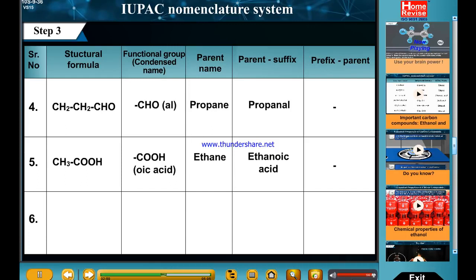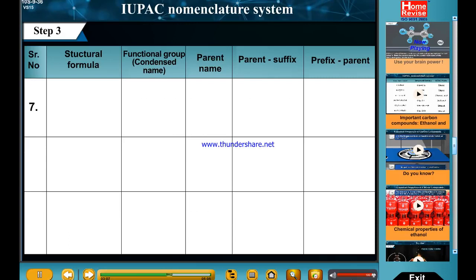6. Structural formula is CH3NH2. Here the functional group is NH2, that is amine. Its parent name is methane. Parent suffix is methanamine. 7. Structural formula is CH3COCH3. Here the functional group is CO, that is one. Its parent name is propane. Parent suffix will be propanone.